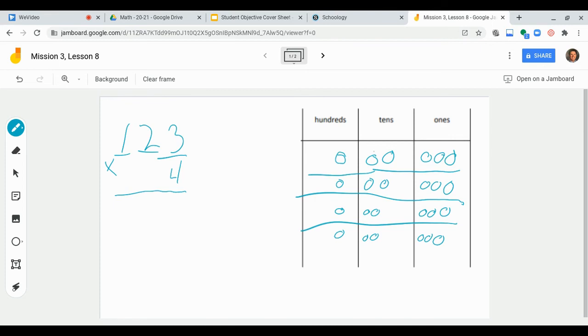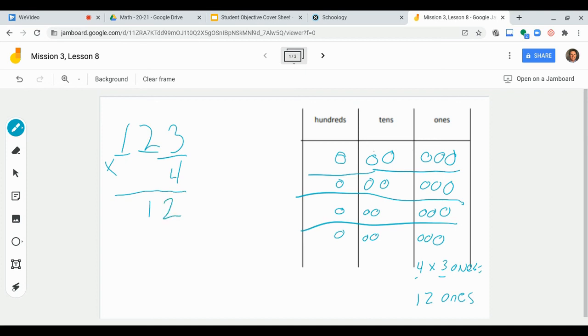All right. Now, let's start with the ones. What did I do with my ones? I started off with 3 ones, and I multiplied it times 4. So I had 4 times 3 ones. And what was that? Well, 4 times 3 is 12. 12 ones. And again, I can check it on my place value chart by just going, how many did I have? 3, 6, 9, 12. 12 ones. And what does 12 ones equal? Well, 12 ones equals 12. So in my first row here, I'm going to write 12.